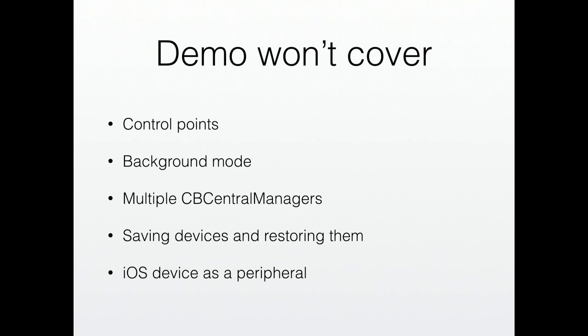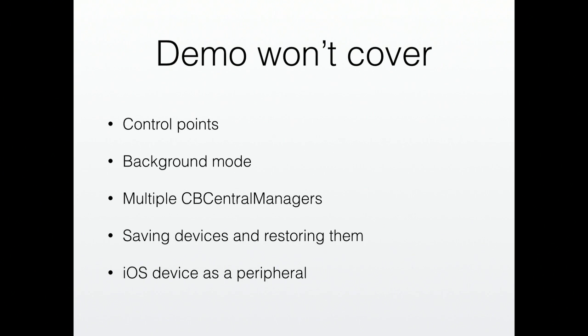What we're not going to talk about are control points, which is a way that a central can write to a peripheral and update data in the peripheral. I'm not going to show you that or discuss that much today. Background mode, I'm not going to cover, nor multiple central managers, nor saving devices and restoring them. When your app goes in the background, or when your user kills your app, in the real world you're going to want to have saved the device, and then restore that connection when the user goes out for their run again, or whatever it is they're doing. But that's a little bit more involved than I can cover in this length of talk.